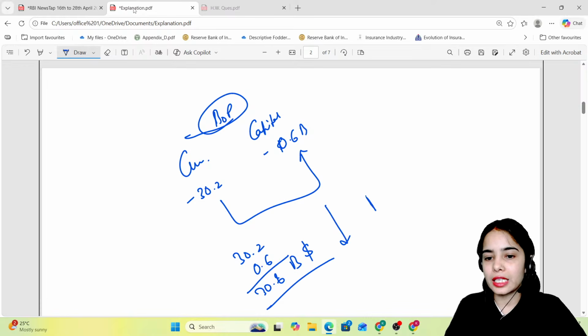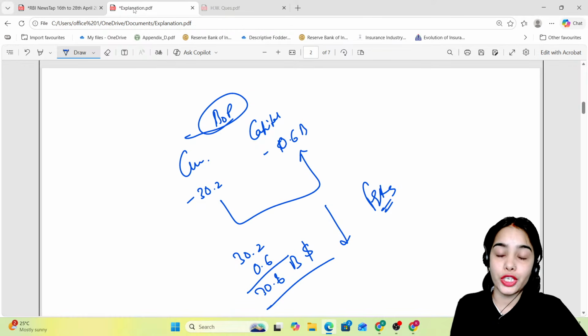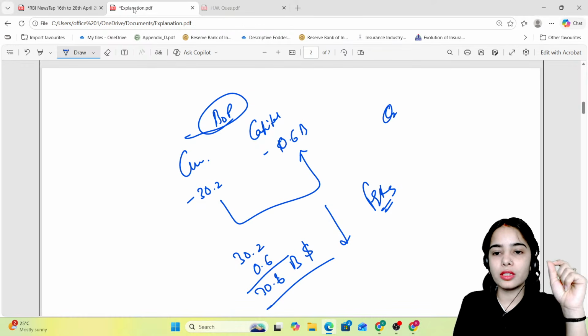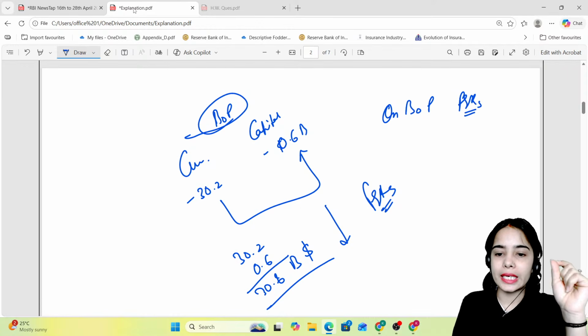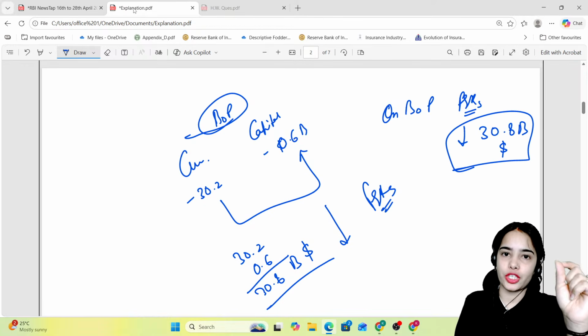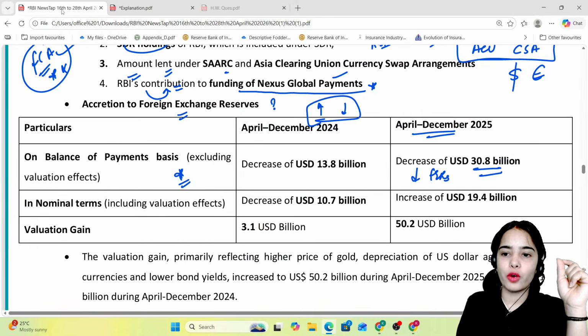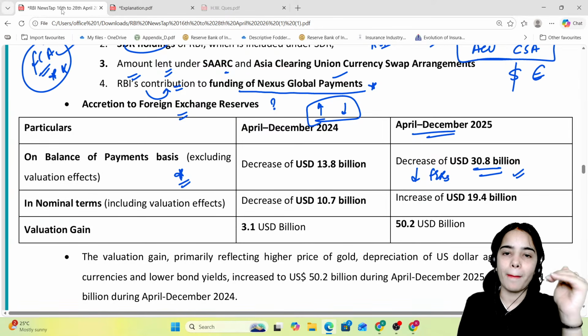This is the decrease in the foreign exchange reserves. Any confusion? Remember that on the balance of payment basis, the foreign exchange reserves decreased by $30.8 billion from April to December 2025.